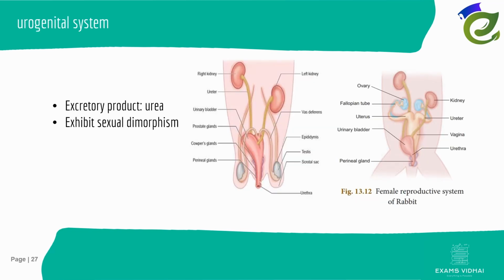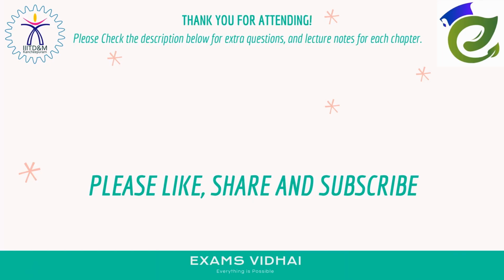Talking about the urogenital system, the reproductive system and the excretory system form the urogenital system. The excretory system mainly consists of kidneys, ureters, and the urinary bladder. Basically, kidneys are bean-shaped and they are located in the abdominal cavity. They contain numerous nephrons, which form the excretory product, which is urea. From the kidneys, as you can see here, so this completes the chapter Structural Organization in Animals.